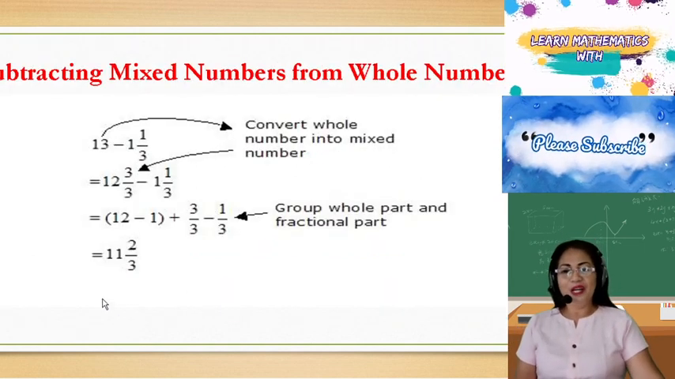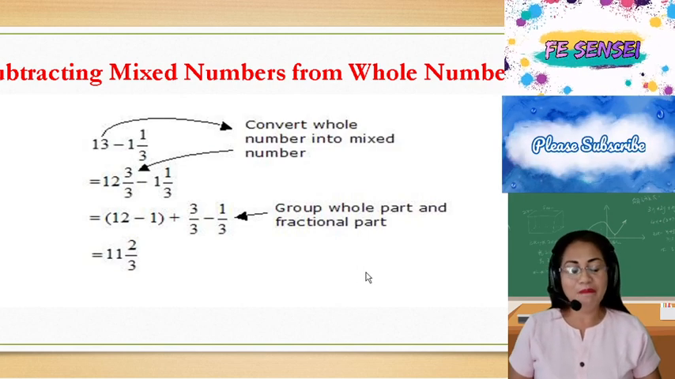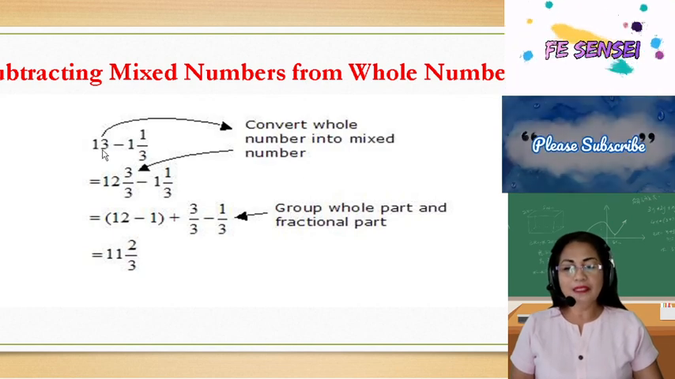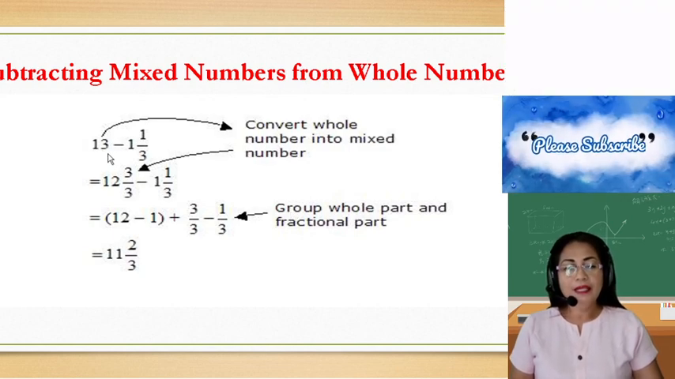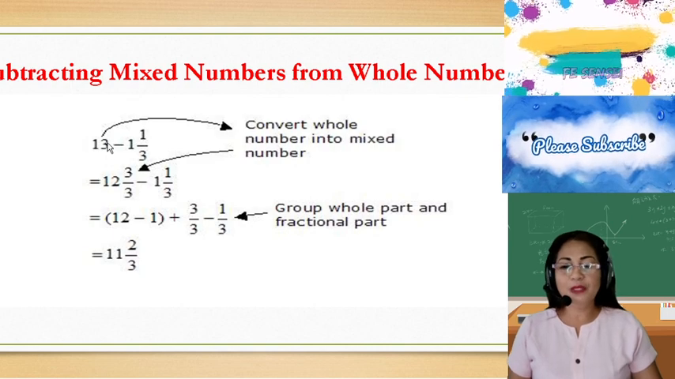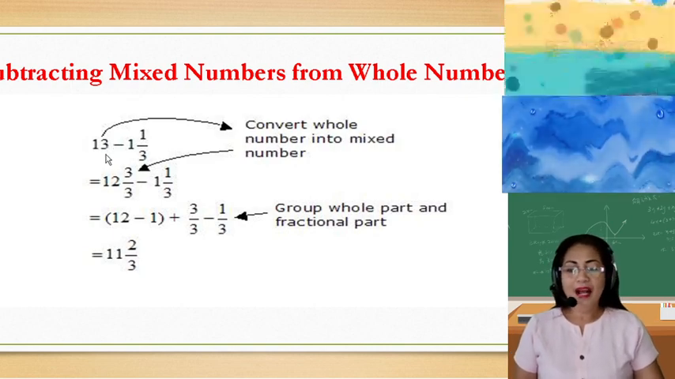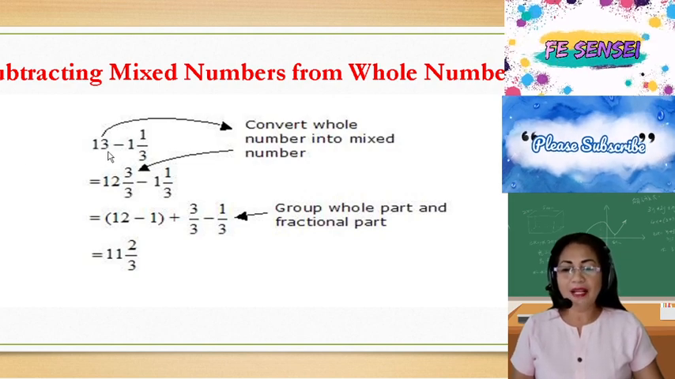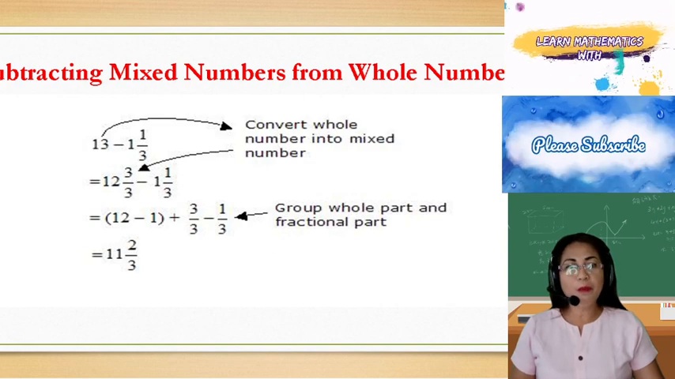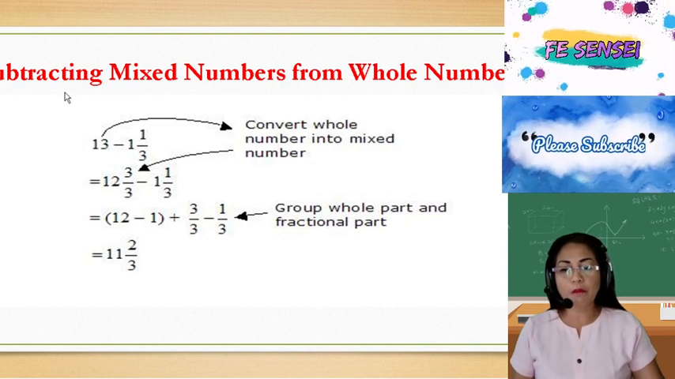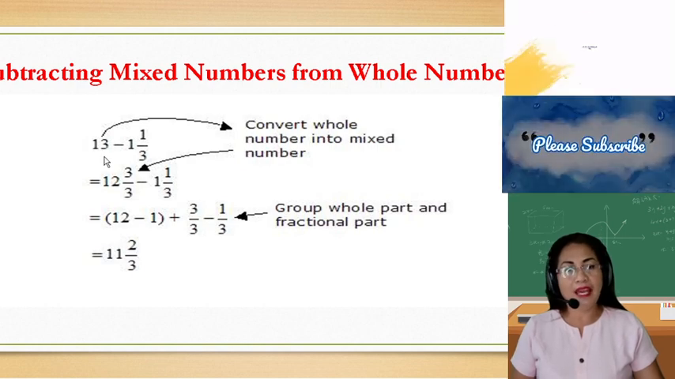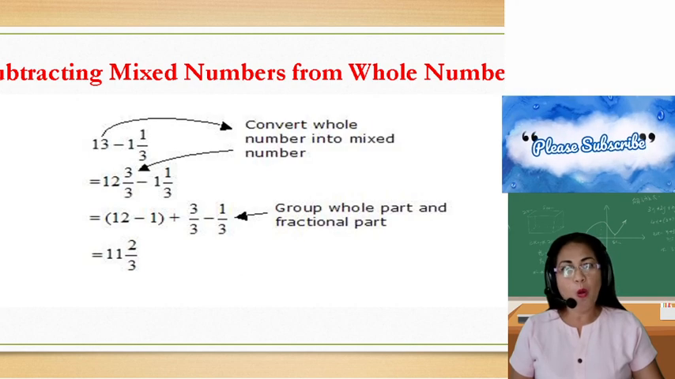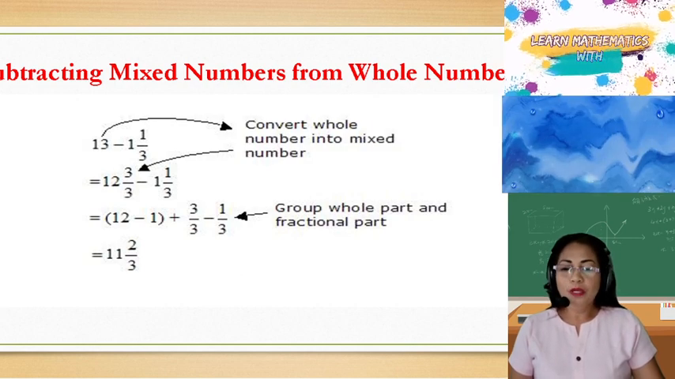Now, another, subtracting mixed numbers from whole numbers. First, we're going to convert the whole number into a mixed number. How? We're going to borrow 1 from the whole number 13 and make it as a fraction equal to 1.